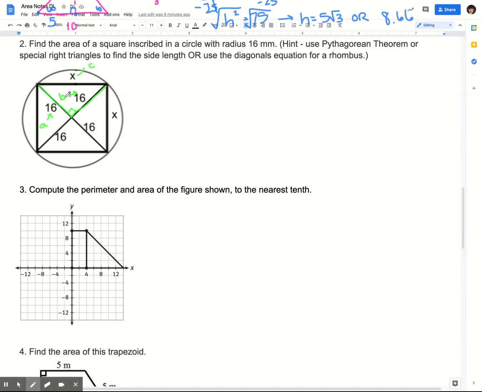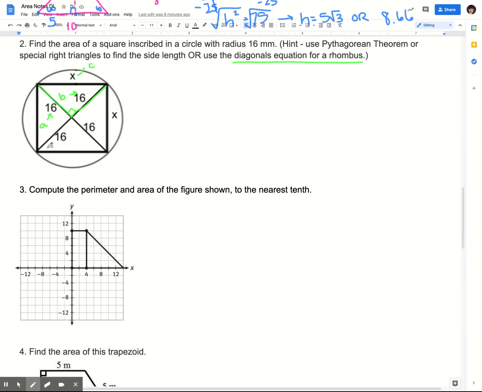But there's another thing you can use here. If you recall, you can find the area of a rhombus, and remember, a square is a special type of rhombus, using its diagonals. So that's actually what I'm going to use, just because I know the length of both diagonals.